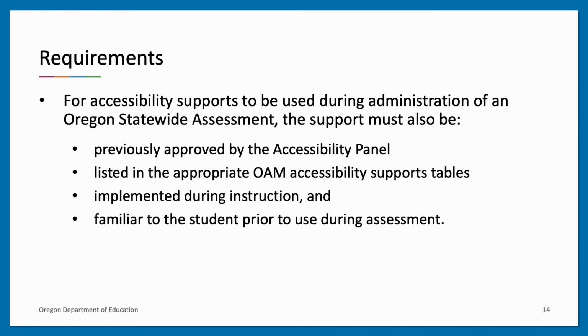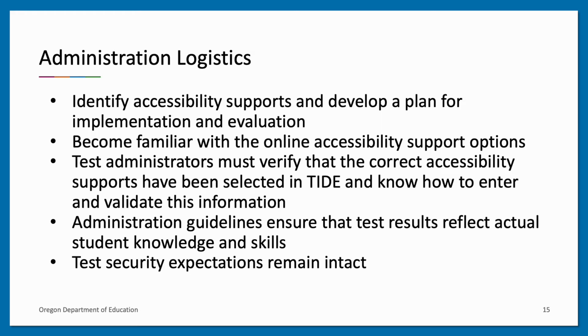For accessibility supports to be used during administration of an Oregon statewide assessment, the support must be previously approved by the Accessibility Panel, listed in the appropriate accessibility support table in the OAM, implemented during instruction, and familiar to the student prior to testing. Once decisions have been made about providing accessibility supports to meet individual student needs, the logistics of providing the actual accessibility supports during state assessments must be mapped out.